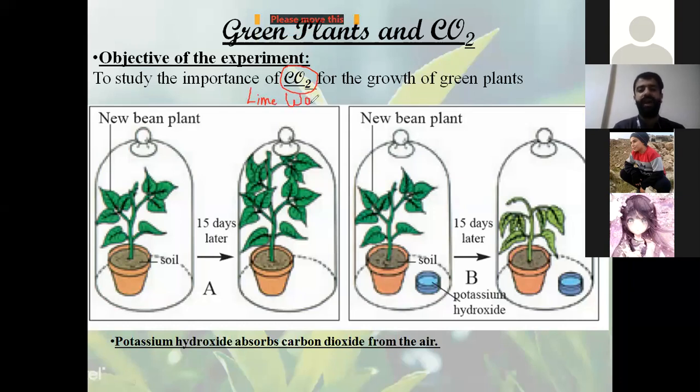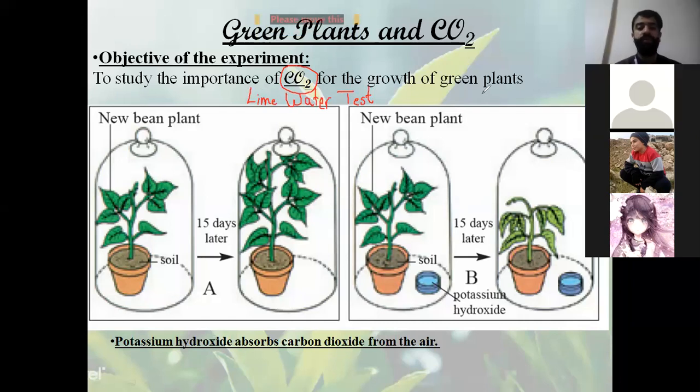Lime water test. Very good. If we have carbon dioxide, the lime water becomes turbid, or milky, or cloudy. While if we don't have CO2, the lime water remains clear. So this is the test that we use to identify the presence of carbon dioxide. CO2 is tested with the lime water test.